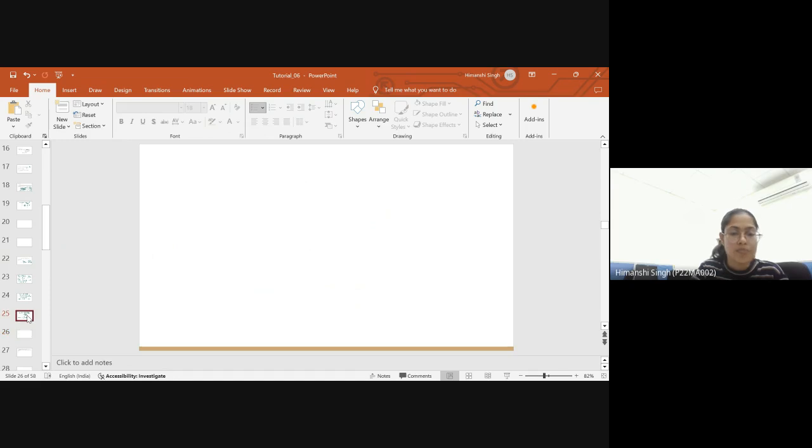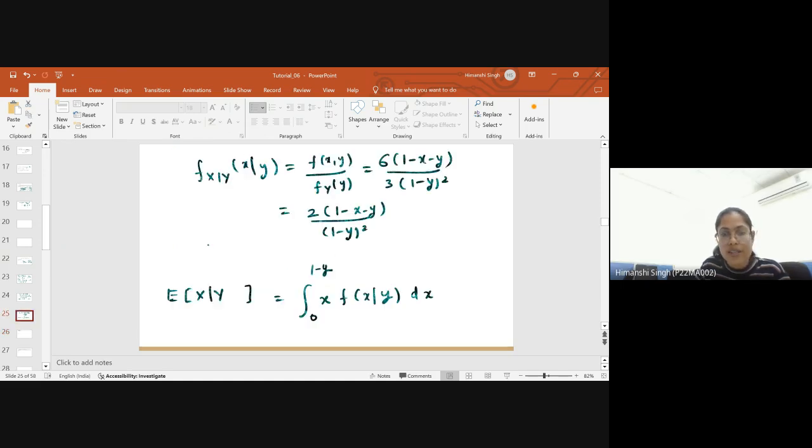So the expected value of x given y is equal to, where f x given y is twice of 1 minus x minus y divided by 1 minus y whole square. Just calculate this expected value, and let me know what it is coming.